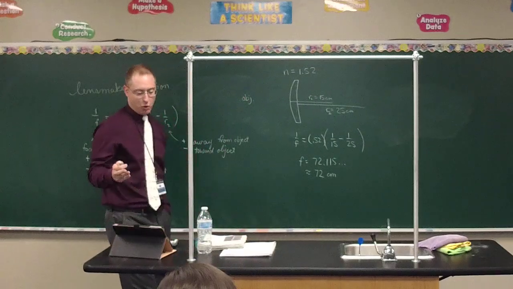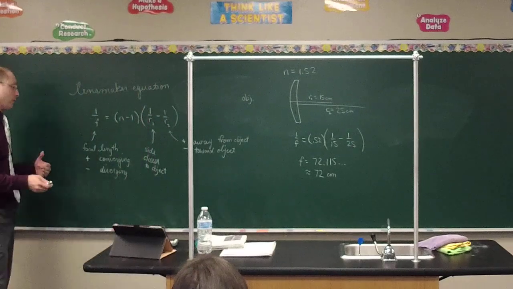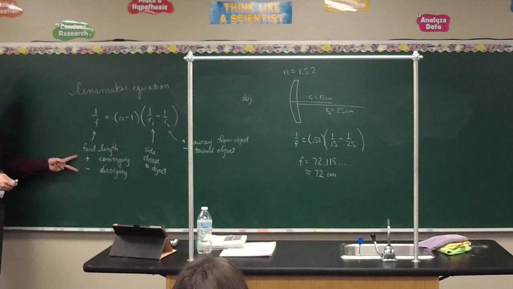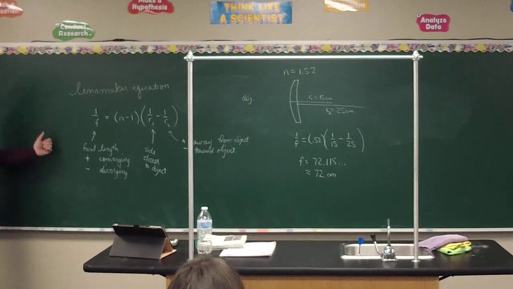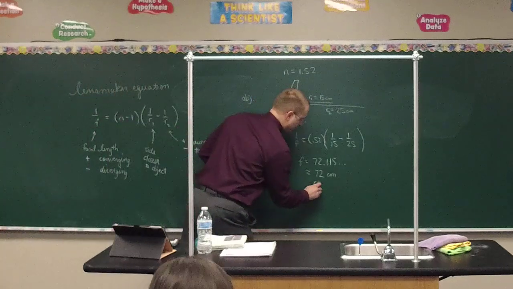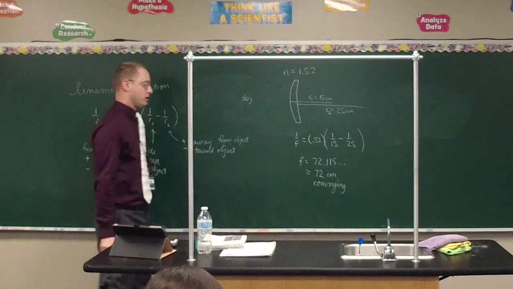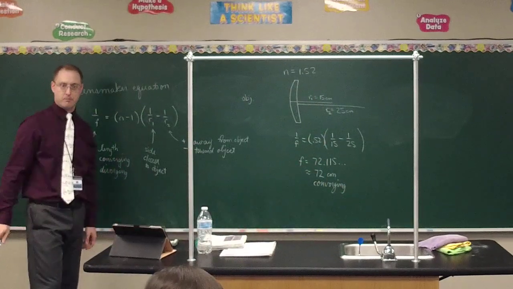Letter B asks the question, is the lens converging or diverging? Well, for that, we look at the focal length's sign, S-I-G-N, not S-I-N-E, and the focal length comes out positive, which means, class, this is a converging lens. Questions on that? Parts A and B.